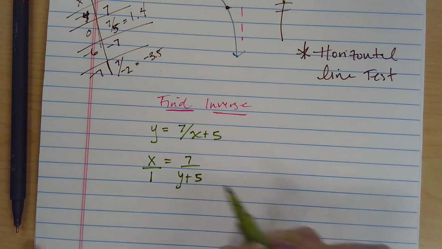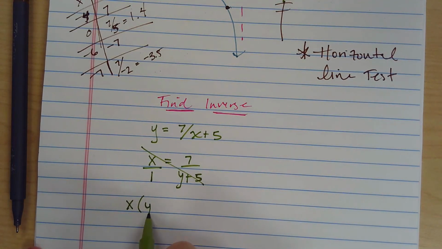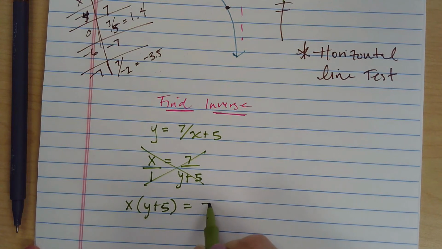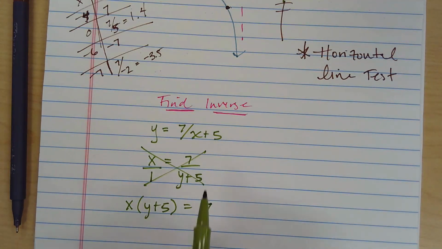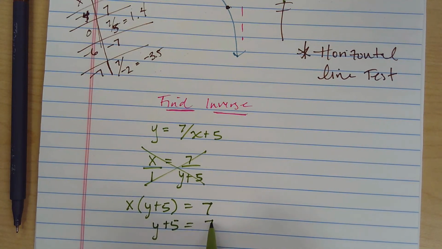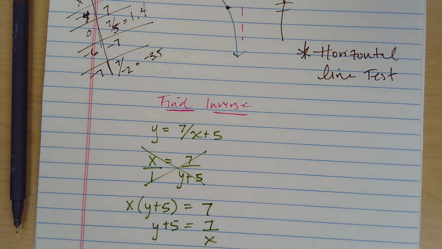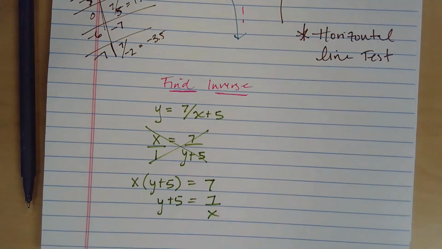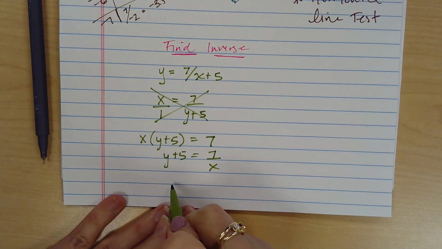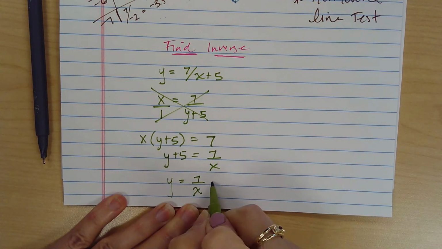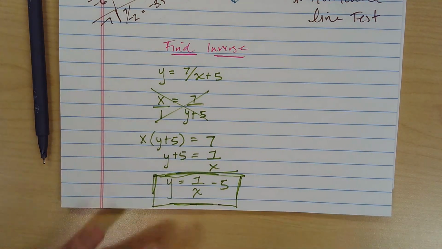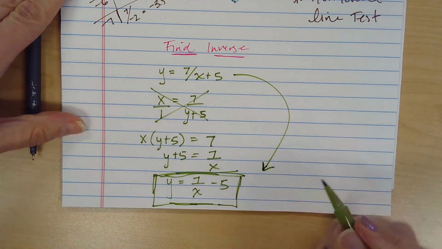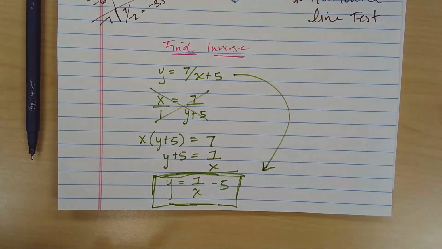So what we're going to do here, since this is a proportion, we're going to go ahead and cross multiply. And then since I'm solving for y, let's go ahead and get rid of the x. So I'm going to divide both sides by x. And then I'm going to go ahead and get y by itself by subtracting 5. So the inverse of our function is still a rational function. This is what I started with. This is my inverse function. And so that's how you find an inverse of a function.